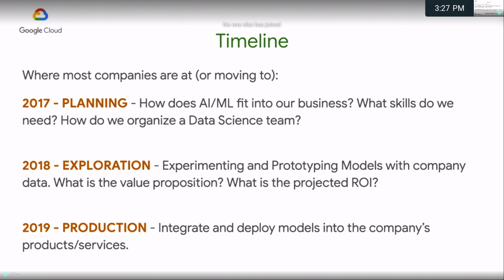But today, I'm finding more and more of our clients and people in the developer communities are now ready to take those models into a real production environment. So we're in this transition phase, and that's what I'm going to talk about.